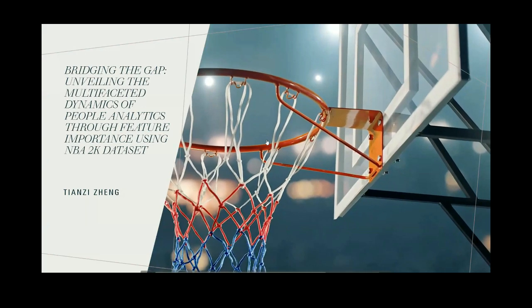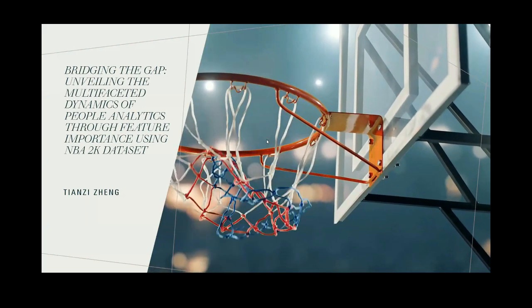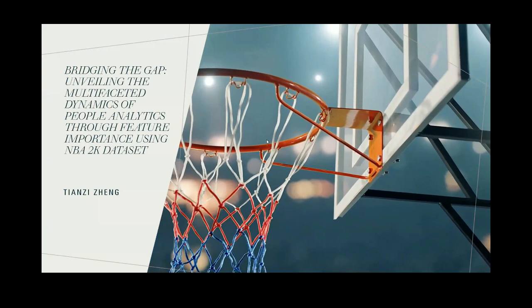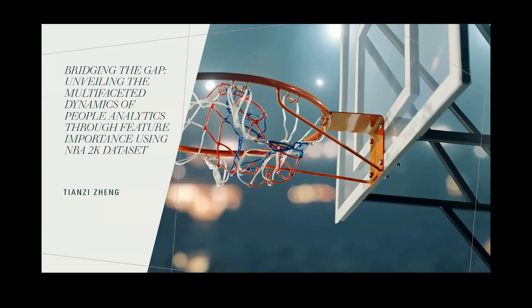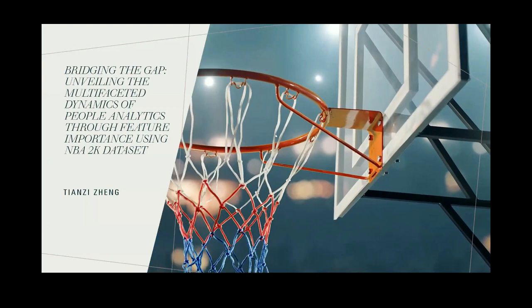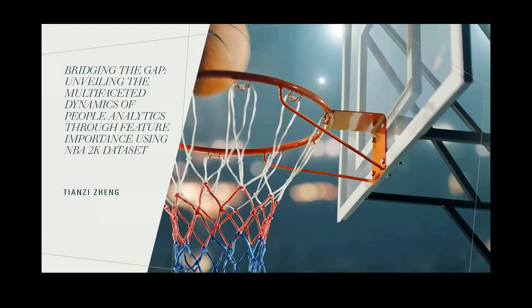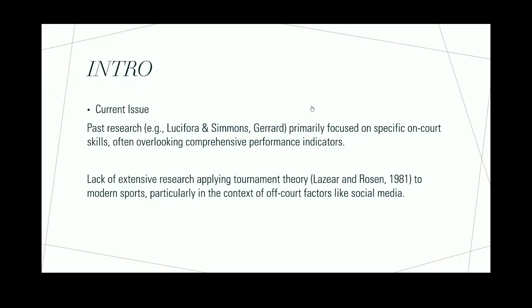My paper is about bridging the gap. It's about the dynamics of people analytics through feature importance analysis using a 2K dataset. There's a current issue here: previous research, either about human capital analytics or sports analytics, primarily focuses on specific on-court skills like scoring, rebounding, and assists.